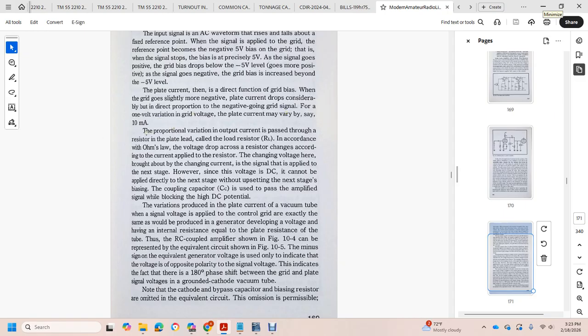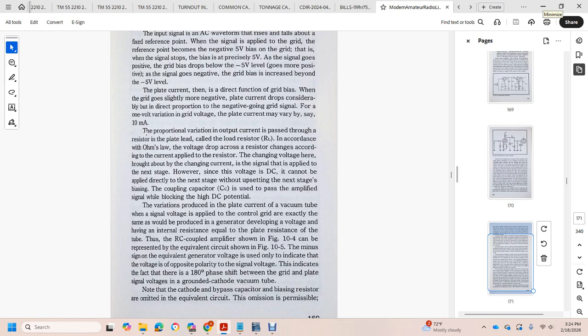The proportional variation of the output current flows through the resistor in the plate lead coupled with the load resistor. In accordance with Ohm's law, the voltage drop across the resistor chain follows the current, and the signal is applied to the next stage. However, the DC component of the voltage cannot be applied directly to the next stage, as it would upset that stage. For this, the coupling capacitor is used to pass the amplified signal while blocking the high DC potential.